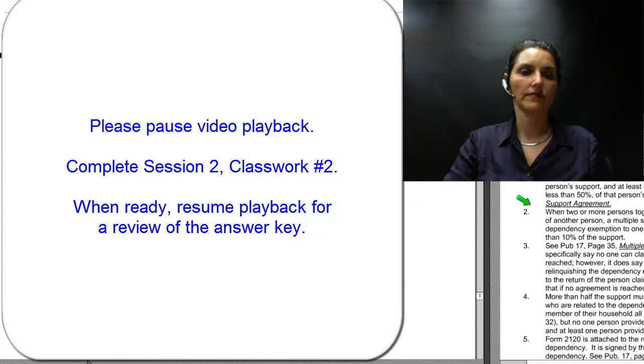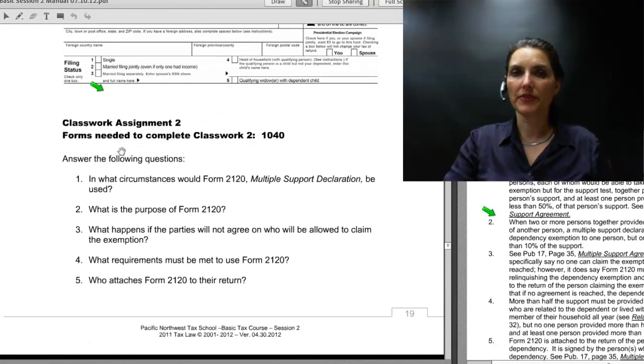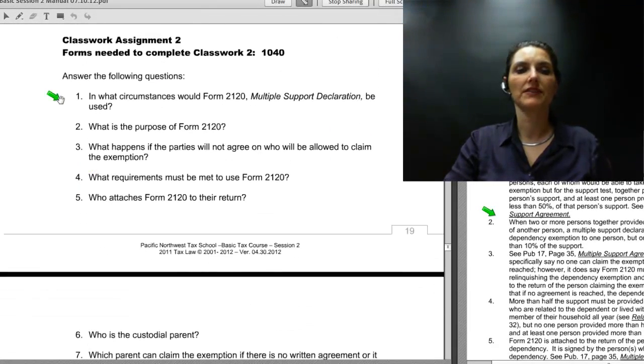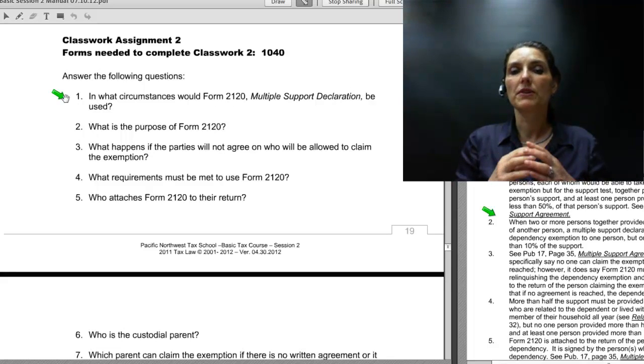And here we go with the review of the Classwork 2 answer key. Question number 1. In what circumstances would Form 2120 Multiple Support Declaration be used? Well, the Multiple Support Declaration is used when 2 or more people combined provided more than half the cost of supporting an individual, but neither of them independently provided more than half.